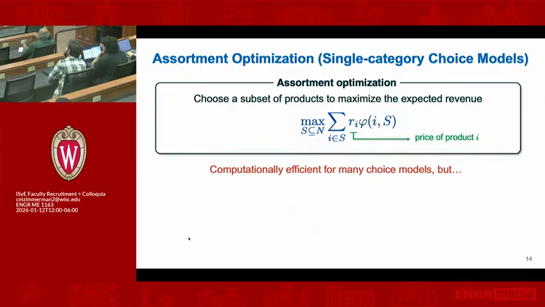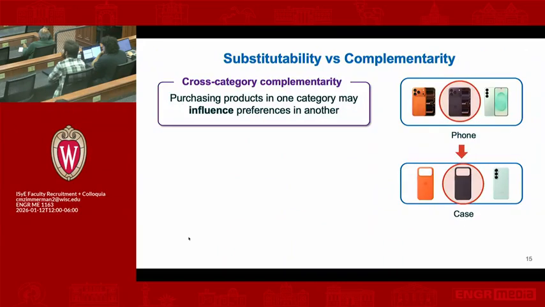However, those models ignore the cross-category complementarity. Here, it means purchasing the products in one category will influence the preferences in another. For example, if a customer buys a black iPhone in the first category, she may be more likely to buy the black iPhone case in the second category.